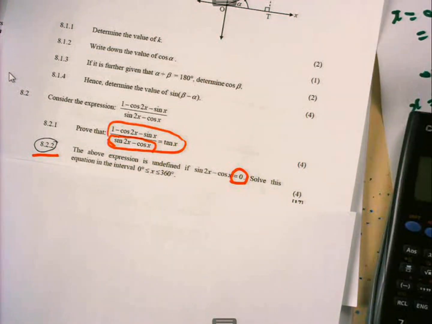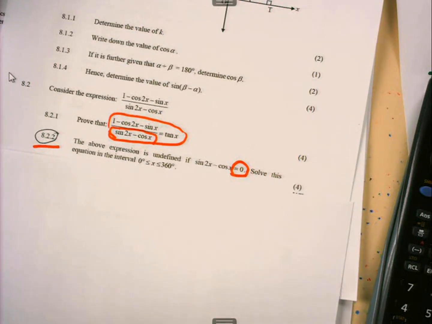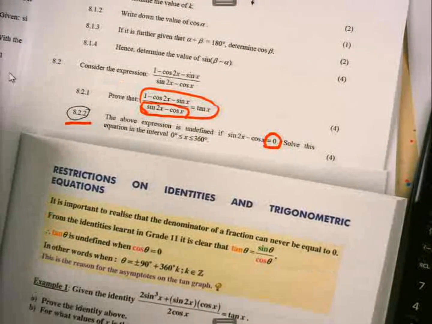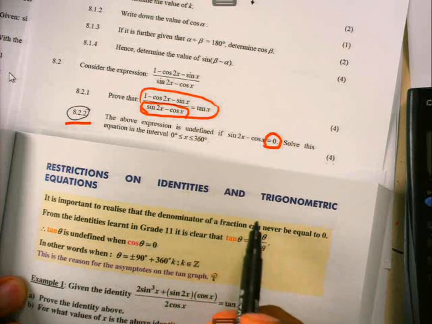Thank you very much. Boys and girls, now you have the answer there. It means this one is exactly the way we have solved the problem. But before we look at this one, boys and girls, let us look at this one. We have the restrictions on the identities and trigonometric equations.